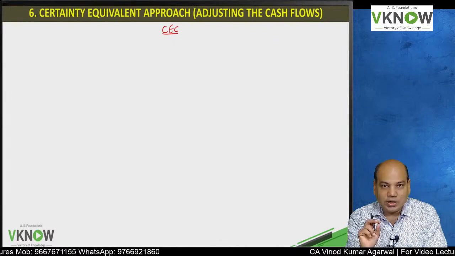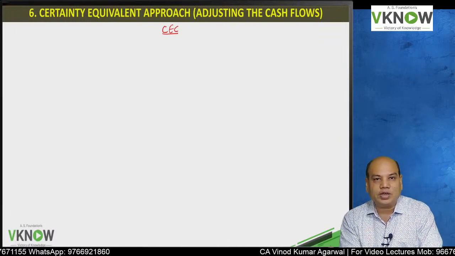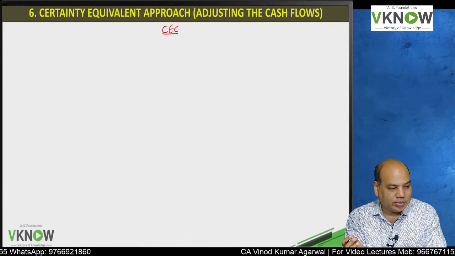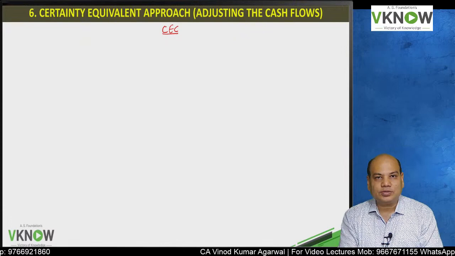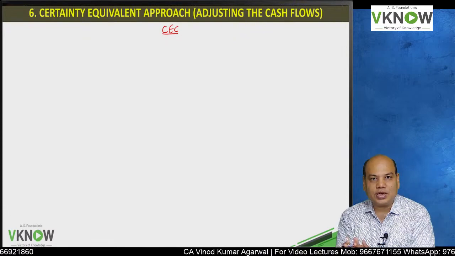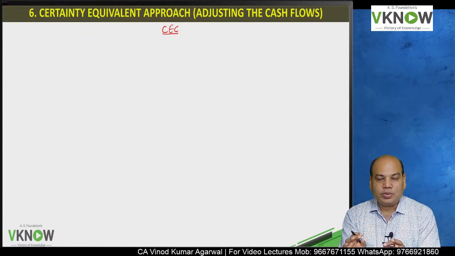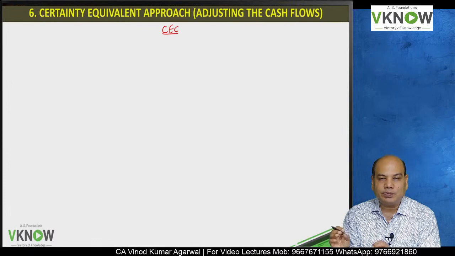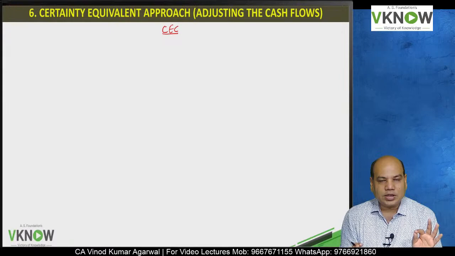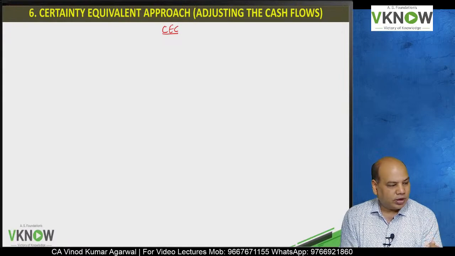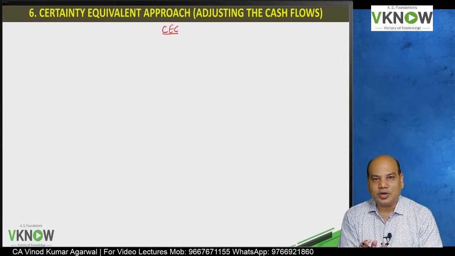We will convert risky cash flow into its equivalent risk-free cash flow. Sir, what does that mean? It means how much risk-free cash flow you are willing to accept against risky cash flow. If cash flow is risky, you will expect more amount. But if I remove the risk element from that, you will be happy with a lower cash flow also. So under the certainty equivalent coefficient approach, we convert a risky cash flow into its equivalent risk-free cash flow.